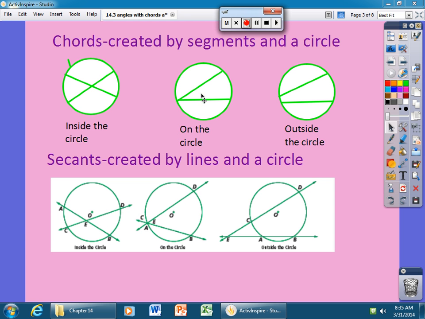The second situation we might have is they might intersect on the circle. And we've already talked about these as intercepted arcs and intercepted angles. And then the third situation, they might intersect outside the circle. Now with the chords, you don't see the intersection outside the circle, so this would only be with secants. So we would see that a secant intersects outside the circle. It would intersect right out here. So these are the three situations we're going to look at today, and we're going to look at the relationship between the angles and the arcs.